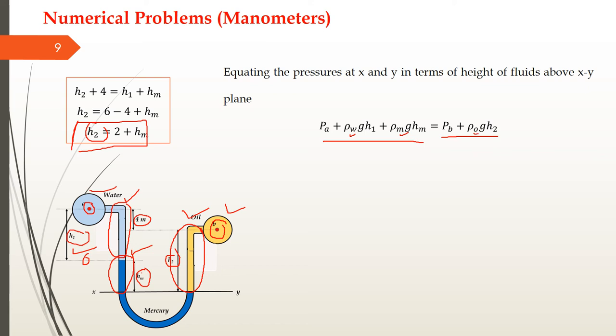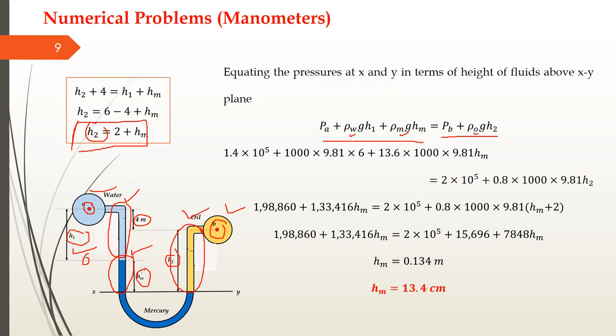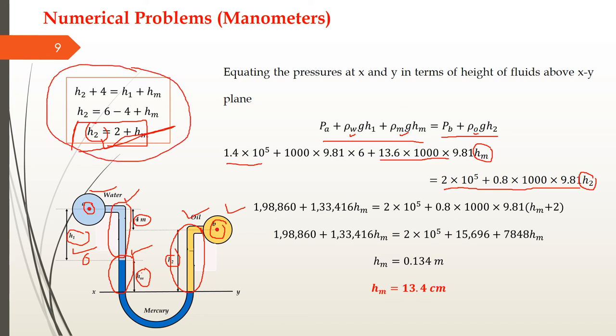So again, we will put in the values we have. PA is 1.4 bar, and because it is in bar, we'll convert it into SI units: 1.4 into 10 raised to 5, plus 1000 into 9.81 into 6, which is given to us. We have the other values for this also, and these will be equated, and we will have the unknowns over here. We have H2, which is unknown, and HM that we have to calculate. So H2 we will use from the equation which we found in the previous step, and we'll put the value of H2 over here, leaving the unknown HM.